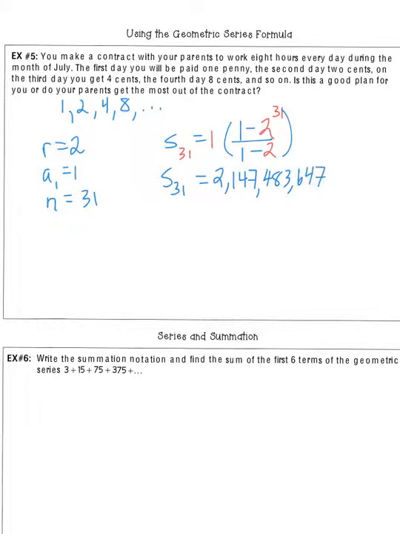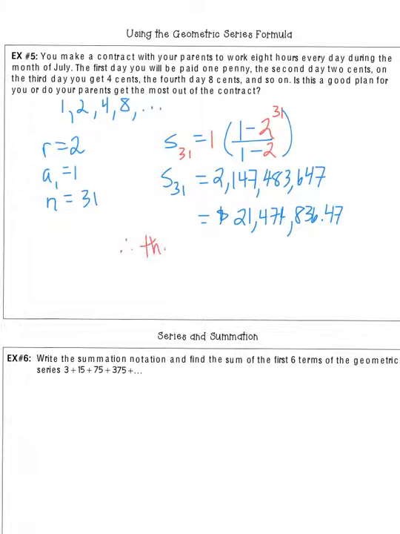483,647. Now, for every 100 pennies, that's $1. So I'm going to divide this by 100, which really just moves a decimal point. And so that equals 21,474,836.47. What do you think? You going to try to propose that to your parents? I'm guessing that you get the better deal.